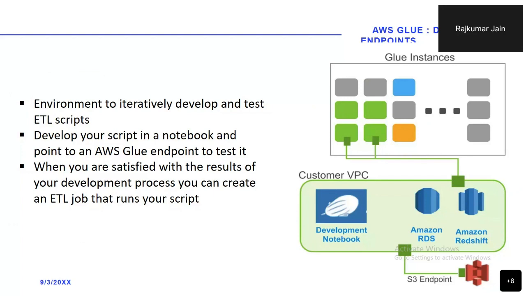So develop your script in a notebook and point it to a Glue endpoint to test it. That is also available. You can develop your script in your own notebook, in PyCharm, and then you can just point that to AWS Glue, and it will test it. When you are satisfied with the results of your development process, you can create an ETL job that runs your script. That's it. So it's very easy to use. The development notebook in the diagram is also showing the same thing.